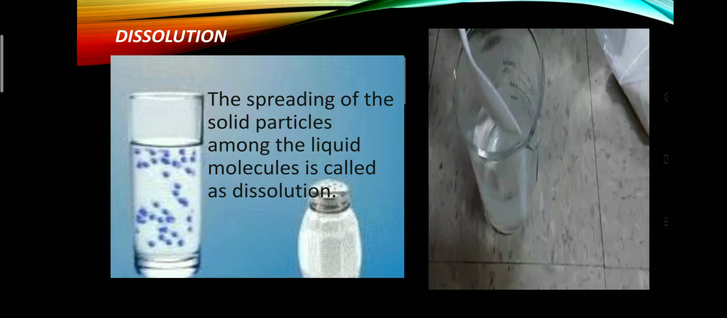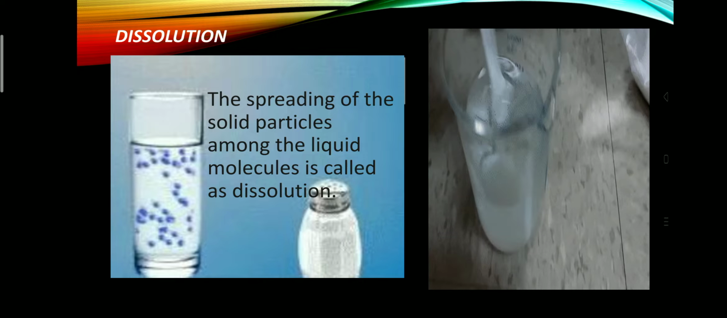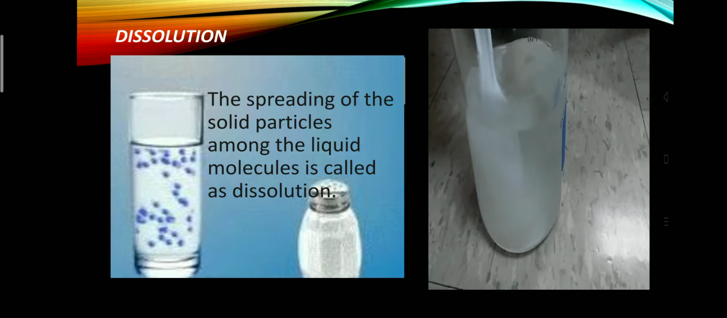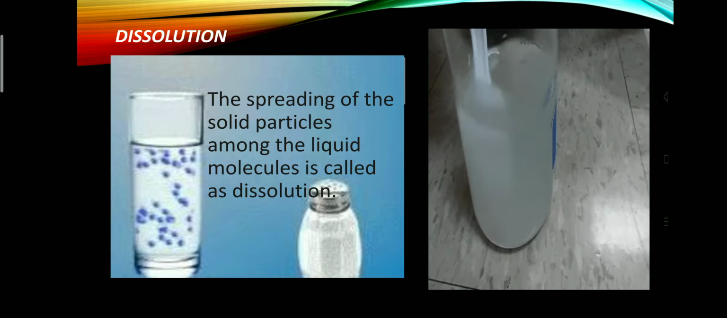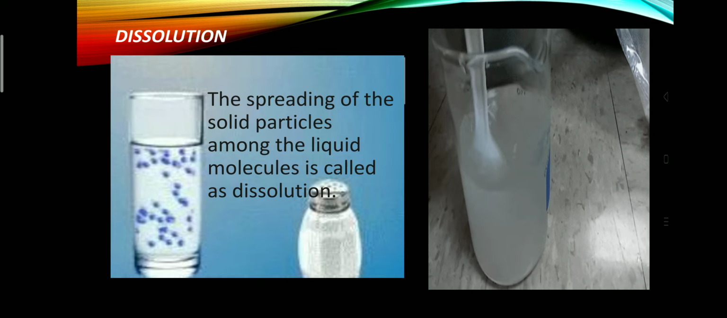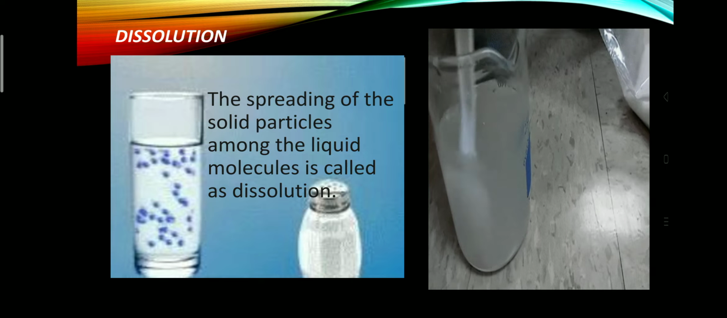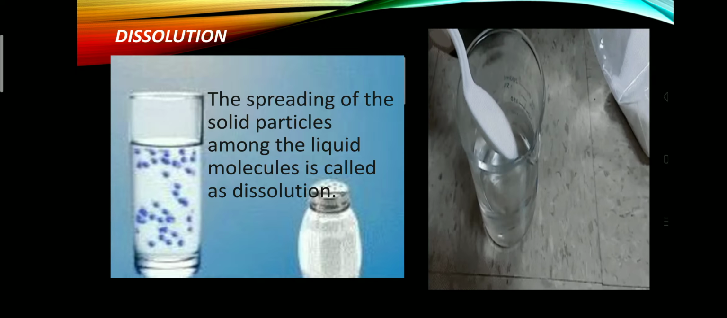Look at this video here. In this video we are adding salt to water. The salt is a solid and we are mixing it in water. There we are spreading the solid particles among the liquid molecules, and this process is dissolution. This is an example of a physical change, that is, the salt from a solid state goes into a liquid state. There is a change in the physical state. So this is an example of a physical change.